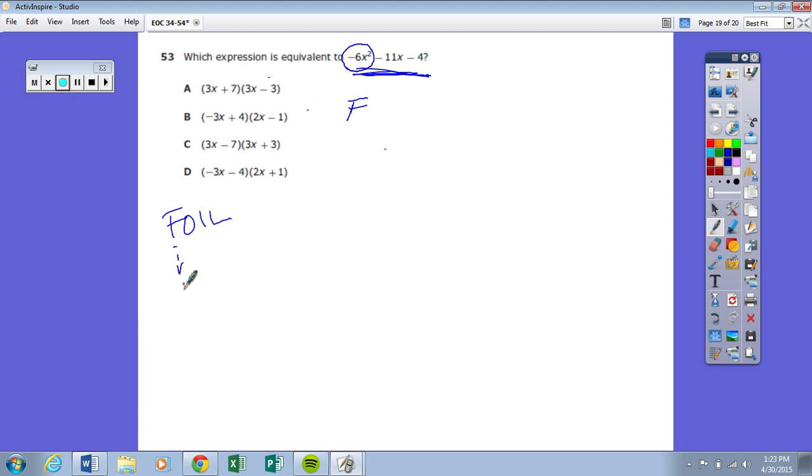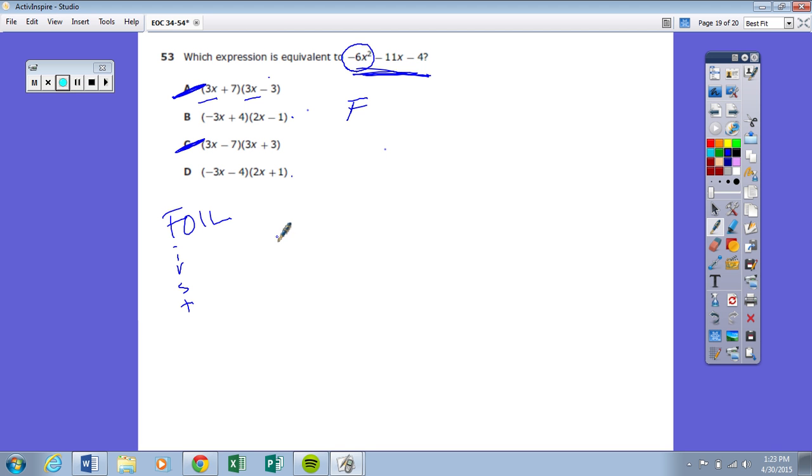And the F of FOIL stands for first. So I'm going to take the first two terms and multiply and make sure I get a negative 6x squared. If I don't, I'm going to cross it off and move on to the next. So 3 times 3x is a 9x squared. That is gone. I see that same thing again. 3x times 3x, that's not even possible. So it's either B or D, okay?